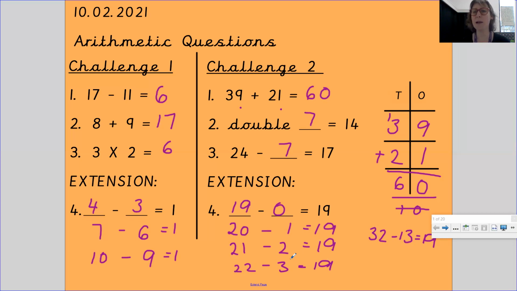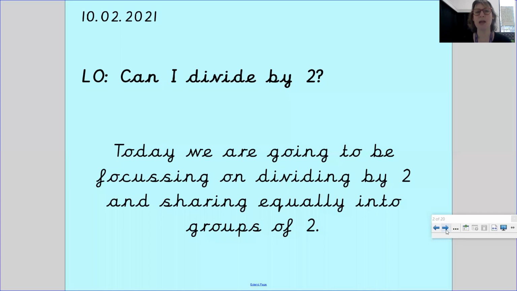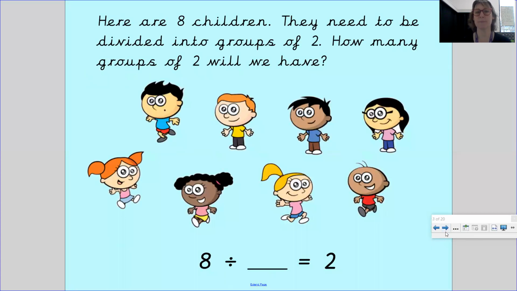I'll happily look at all your extensions when you put them on to Tapestry. Let's have a look at today's work. Today we're going to be dividing by 2. We're going to look at sharing equally, either into groups of 2 or into 2 groups. It's going to be a little bit tricky because we're going to do both of those, but it's not going to make any difference to our answer.